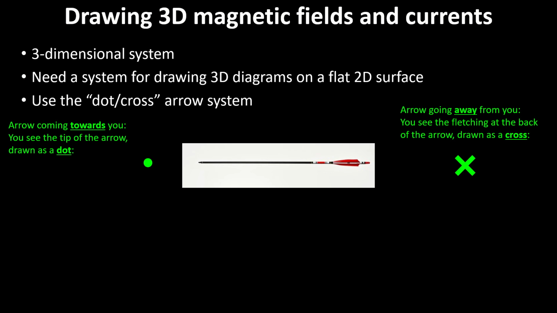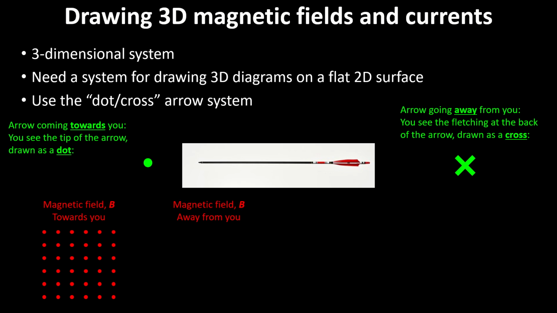Okay, so a dot is something that's coming towards you. A cross is something that's going away from you. So some examples of where we might use that. If we're drawing a magnetic field and it's coming towards you, now magnetic field we generally draw lots of lines. It would be like an array of dots, which, because they're all evenly spaced, would indicate a uniform strength magnetic field within that region. A magnetic field away from you would be the same sort of arrangement, but it would be crosses instead of dots, because there's a magnetic field going away from you.